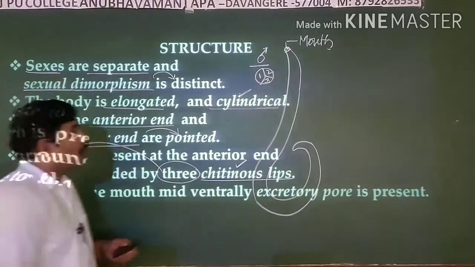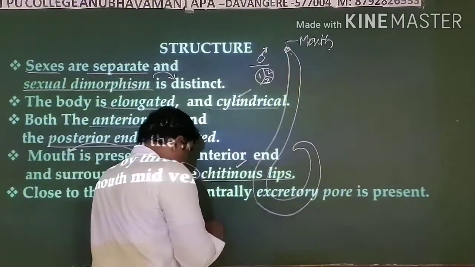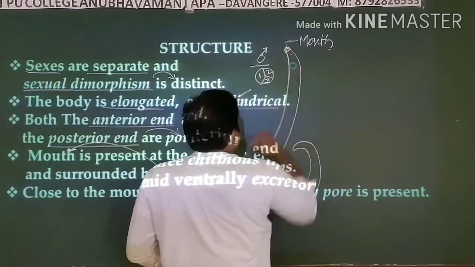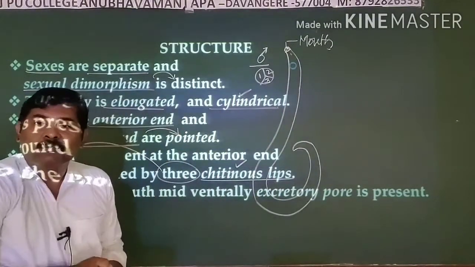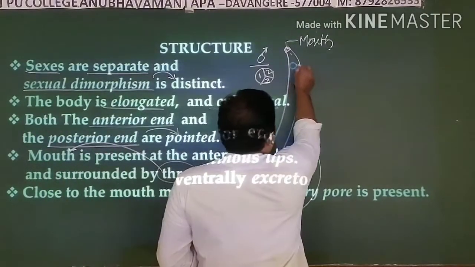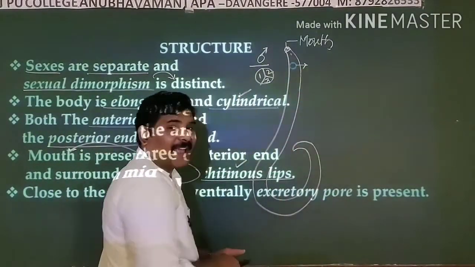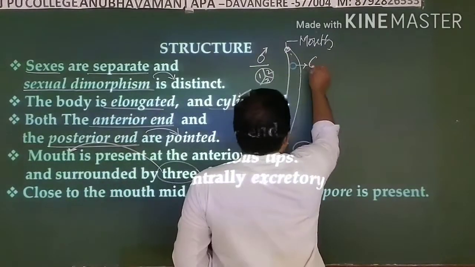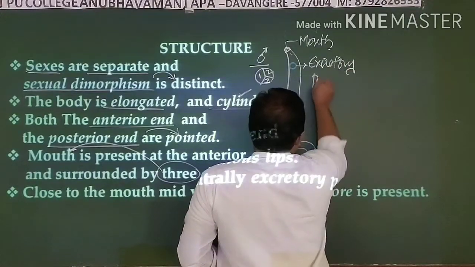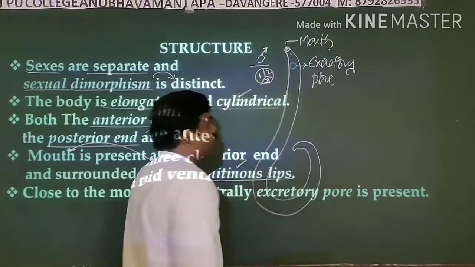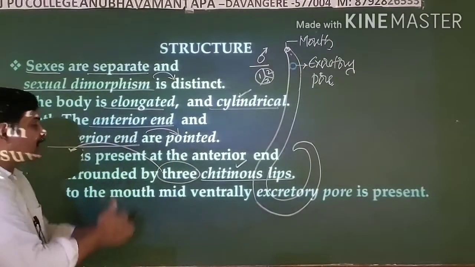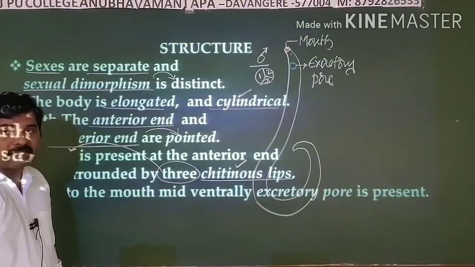Thereafter, very close to the mouth, mid-ventrally, you can see one opening, which we call the excretory pore. This excretory pore is involved in the process of excretion. This is the excretory pore, right? This is all about the general characteristic features.